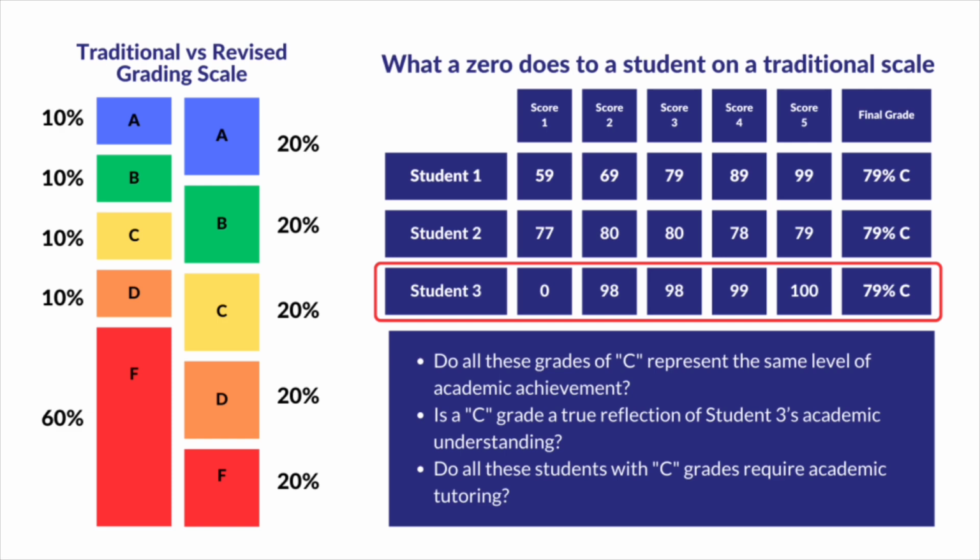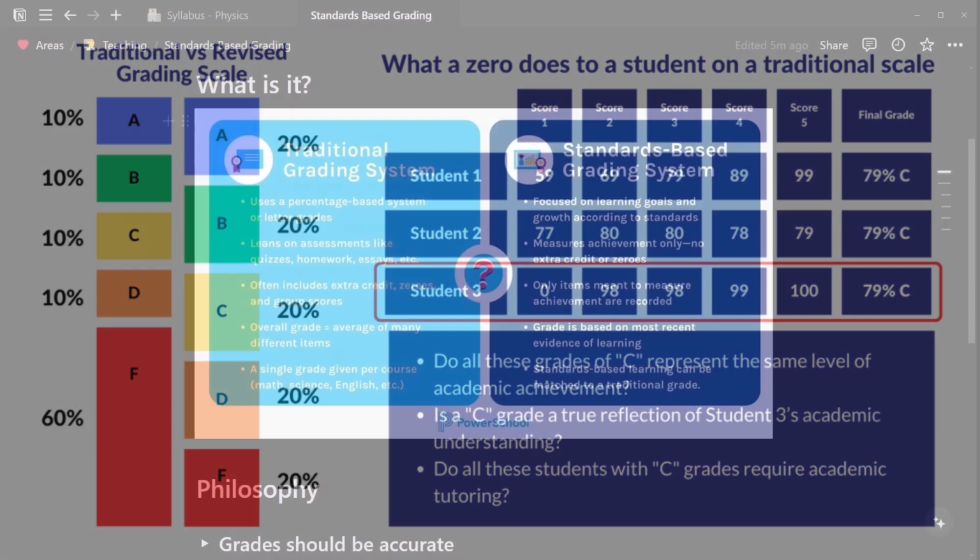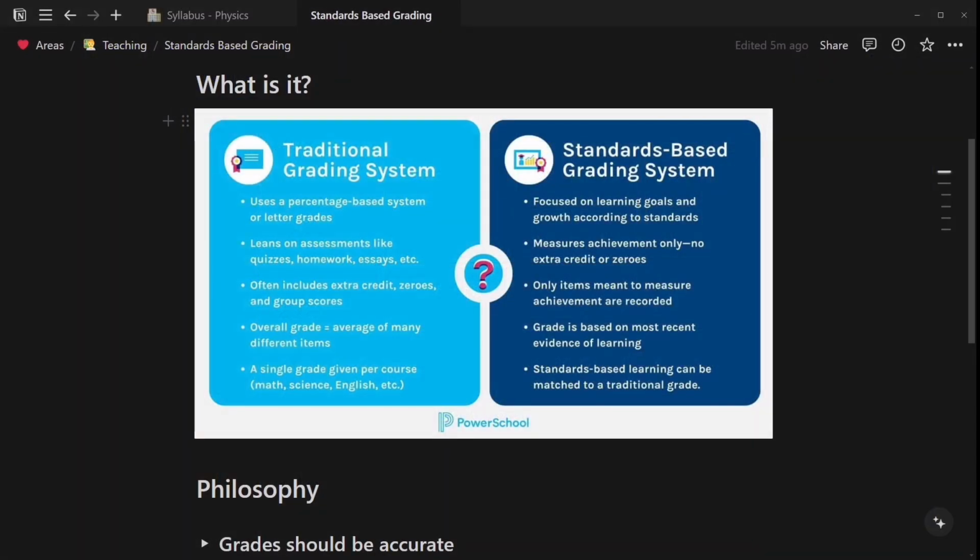If a student like student number 3 is not given the opportunity to make up previous assignments or to reassess their knowledge, then that 0 can tank their grade forever, and that can be potentially very damaging to a student's psyche. And then there's also the idea of extra credit and group scores.